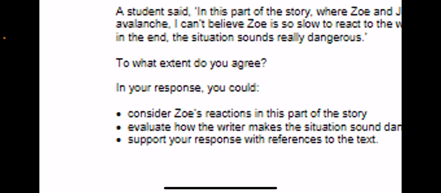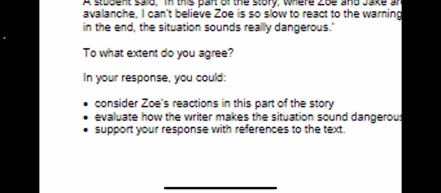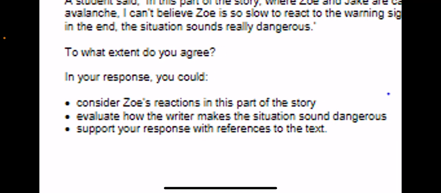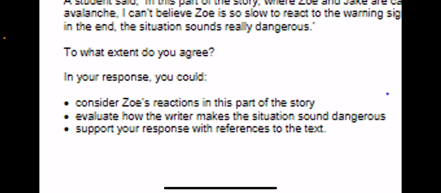And then these bullet points are designed to help you. So in your response, you could consider Zoe's reactions in this part of the story, evaluate how the writer makes the situation sound dangerous, and support your response with references to the text. That seems pretty easy, but the key part there is the evaluation. When you evaluate, you're looking at how successful or how effective the writer has been. And we can't stress enough, we want you to have your own opinion.